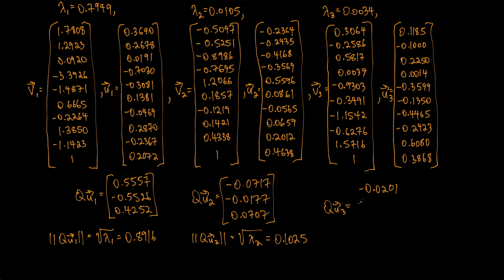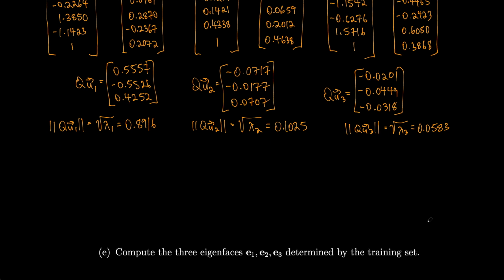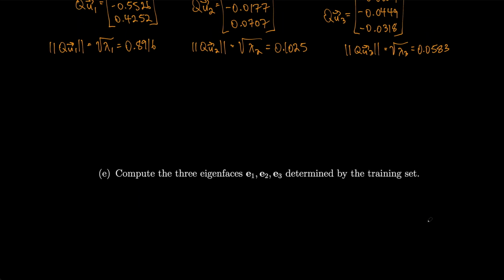0.0201, negative 0.0449, negative 0.0318, and the length of QU3 is equal to the square root of lambda 3, 0.0583. Let's now compute the three eigenfaces determined by the training set. The eigenfaces are just QU1, QU2, and QU3, so we'll just list them.